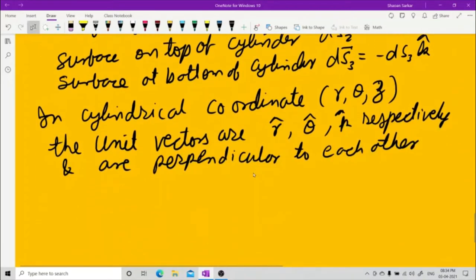Now, as I told you in my earlier video, see here, this is my cylindrical axis, this is the z axis, and in this direction is the k vector. The radius vector is always in this sense, and tangent to this curve is the theta vector. These two are always at 90 degrees, and this is also at 90. All three are always at 90. You can write this line.